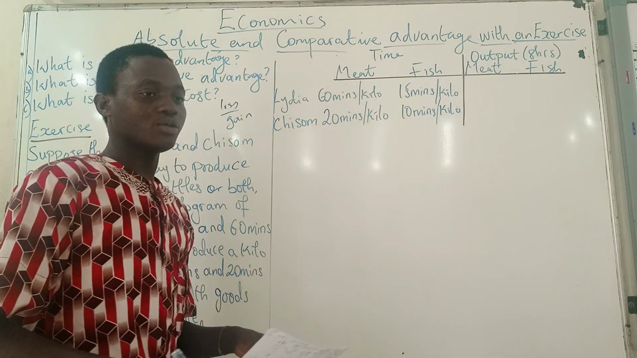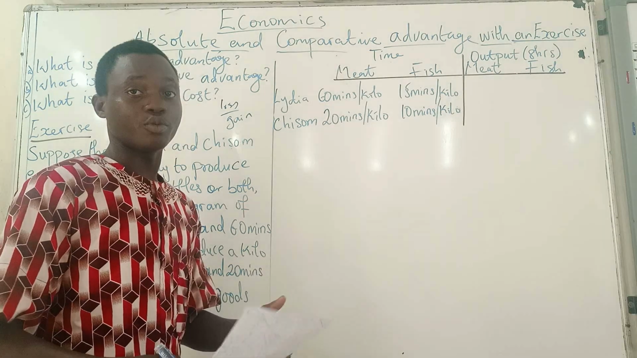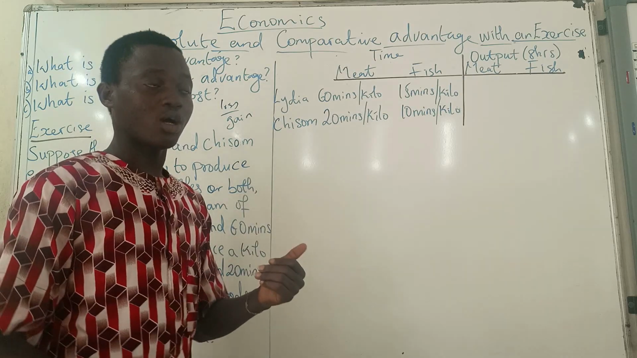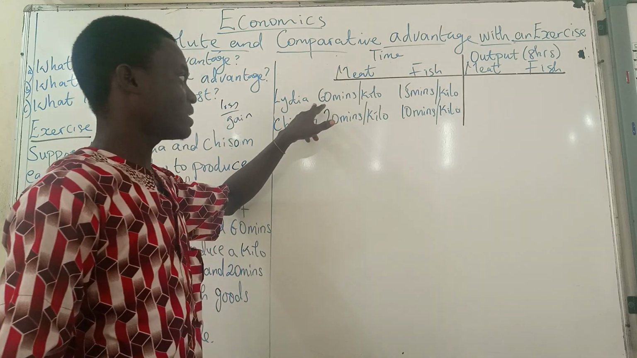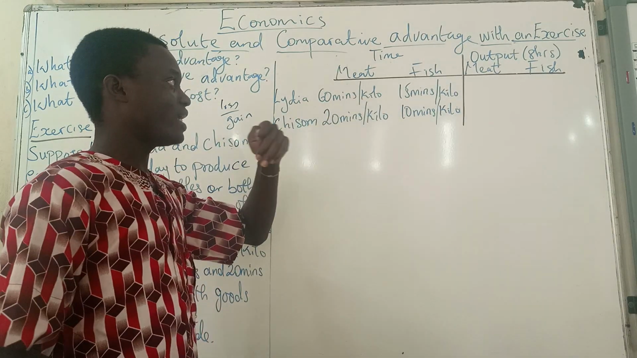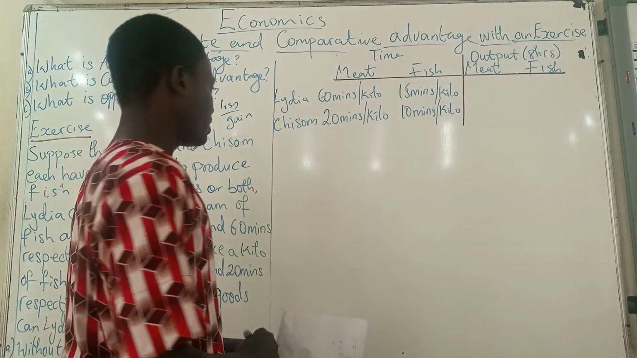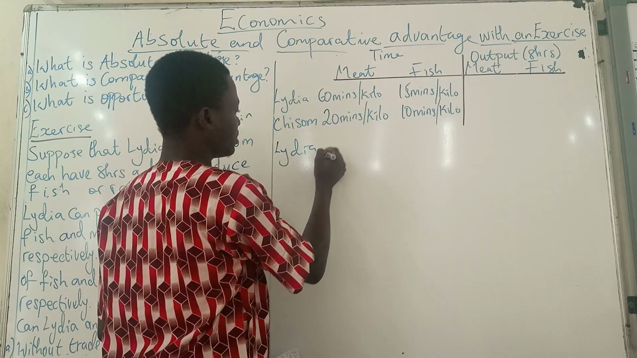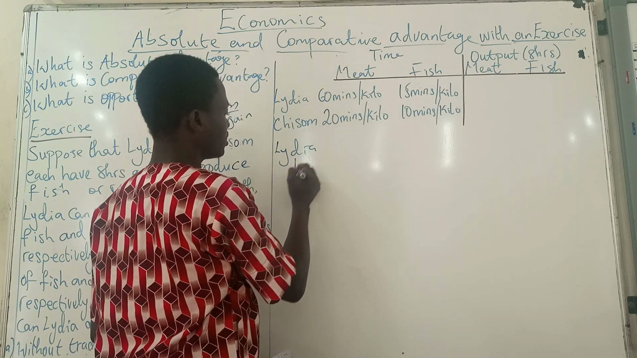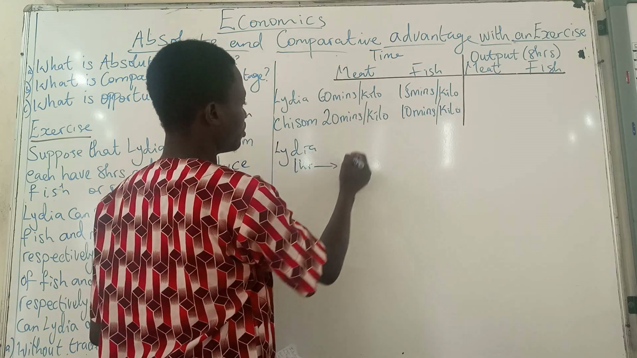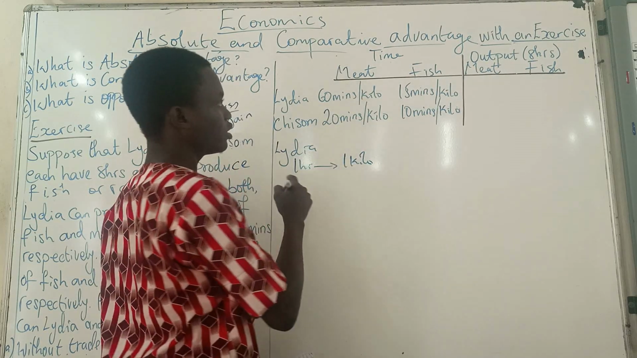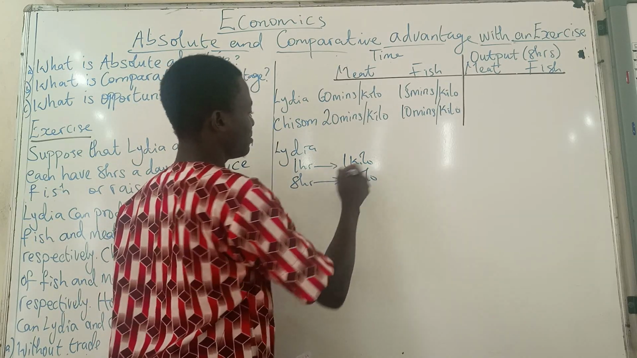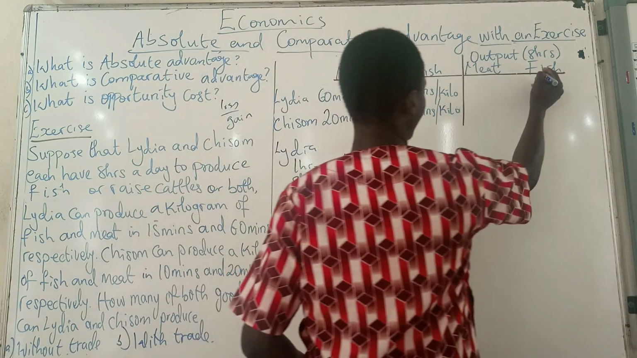Now, if Lydia chooses to be self-reliant or self-sufficient, and she decides to spend all of her 8 hours producing meat, remember that she can produce meat in 60 minutes per kilogram. So if she spends all of her 8 hours producing, this is like an hour already. So for Lydia, 60 minutes is equal to 1 hour, right? She uses 1 hour to produce 1 kilo of meat. So how many is she going to produce in 8 hours if she spends all of her 8 hours on this? That's going to give us 8 kilograms. So let me just leave it as 8 kilo.